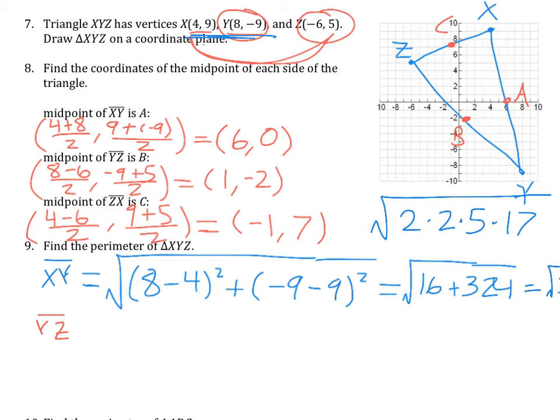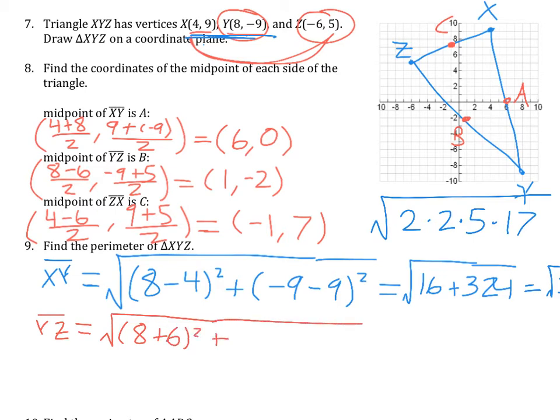So YZ equals, and again, subtract the x's. So I see 8 and negative 6. Order doesn't matter. So I'm going to do 8 minus negative 6. So double negative makes it plus.